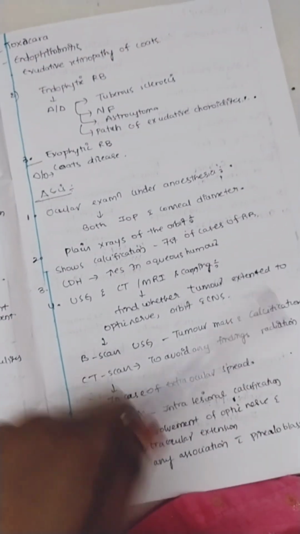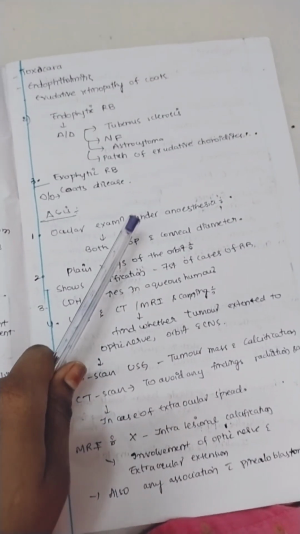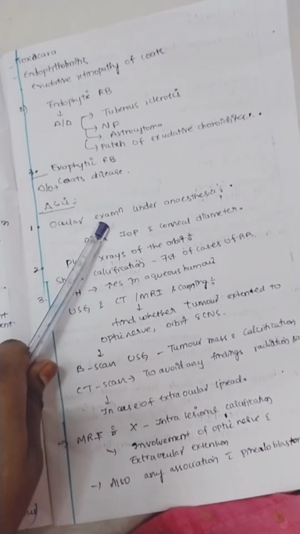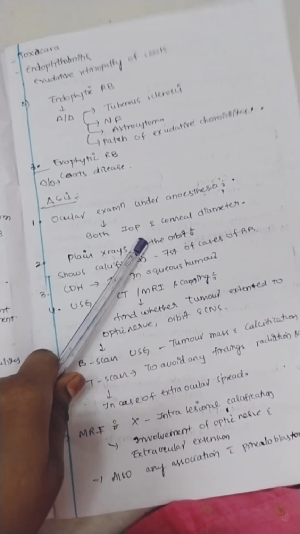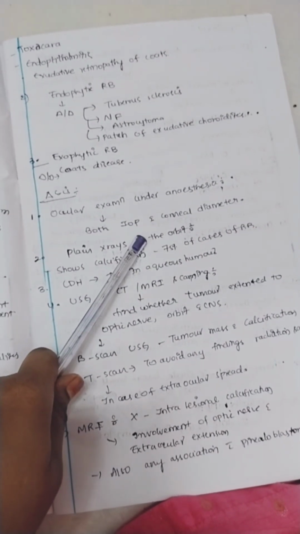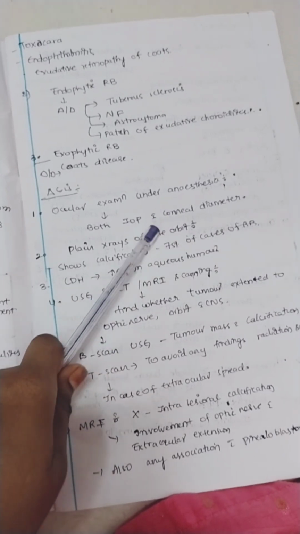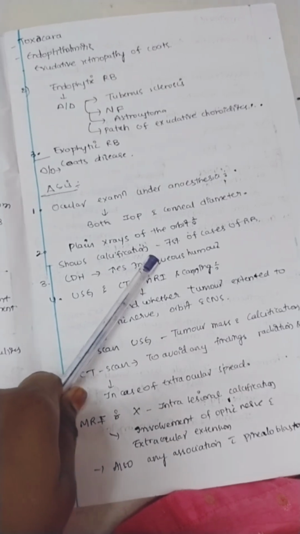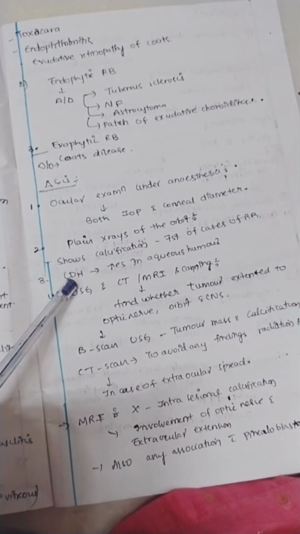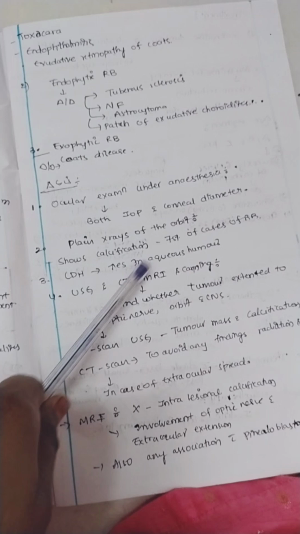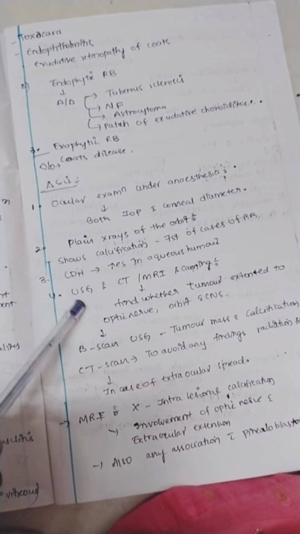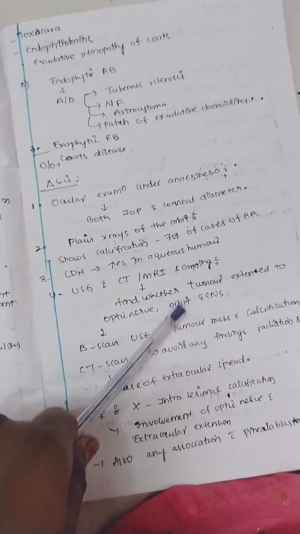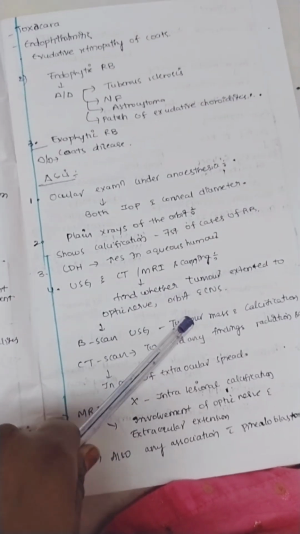So diagnosis: we will do ocular examination after giving atropine, after the eye undergoes mydriasis. On fundoscopic examination we will see it. We will also observe intraocular pressure and corneal diameter, and plain eye X-rays will be done. So it shows calcification, and LDH, lactic dehydrogenase, increases in the aqueous humor. USG, CT and MRI will be done. So for further evaluation of how much it is extending, whether it is extending to the optic nerve, orbit and CNS, we will do these.